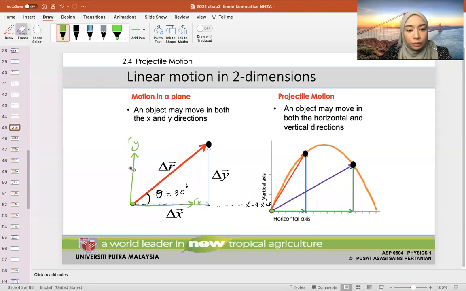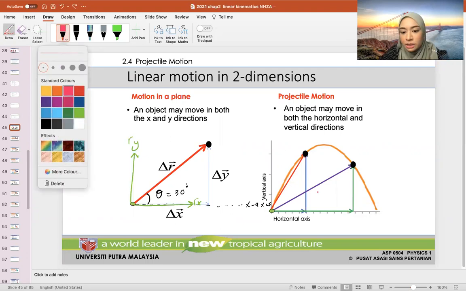Okay, so we already know this part. So now we apply it in projectile motion. Kita dah tahu pasal vector about this one. Oh, don't delete this. Now we apply it in projectile motion.